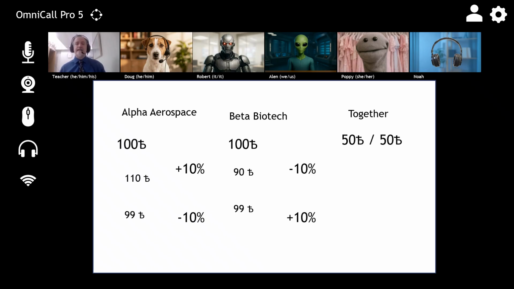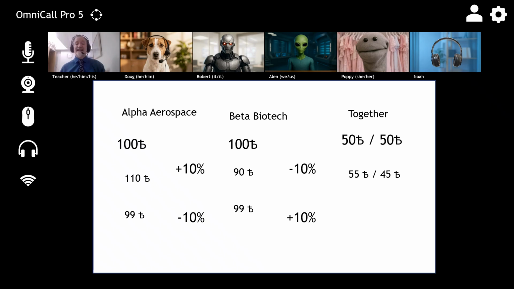Okay, let's check. We take the 50 bucks from Alpha Aerospace. That goes up 10%. That's $5. Add 50 to 5, that would be 55. Beta Biotech would go down. 10% of 50 is 5. Subtract 5 from 50, that would be 45. So after the first transaction, it would be split 55 and 45.